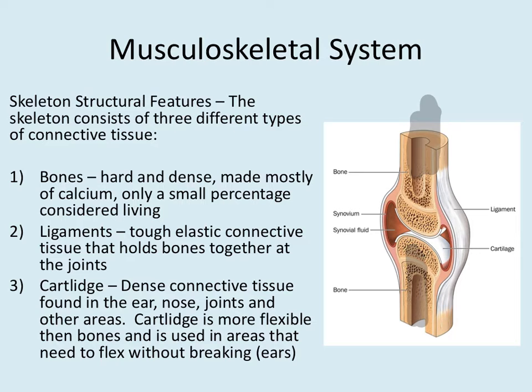Bones are hard and dense, made mostly of calcium, and only a small percentage of them are considered living. They are cells, but they're cells that aren't necessarily living cells. They've formed their bone, and then they're not really living anymore. Okay, so that's the bone part right there. Now, as you can see, I have a bone from the bottom and then the bone from the top, and they're coming in. Now, when we want to connect these two things, we need things called ligaments.